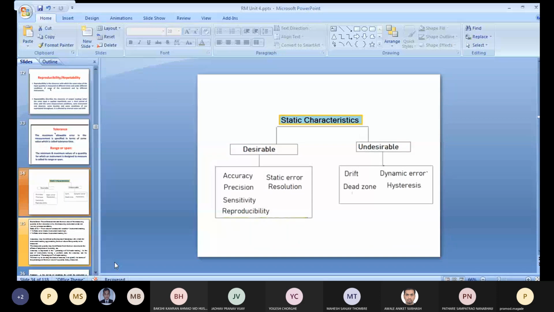Okay, so these are again desirable and undesirable parameters. Undesirable means not sure, sudden. So that will be the parameter. Drift is there, dead zone is there, many dynamic errors are there, hysteresis is there. Desirable means we can control it, we can finalize it. So that will be accuracy, precision, sensitivity, reproducibility, resolution. Resolution means the ability to show a nearer value, that will be the resolution, and static error. So you can just put this graph in your answer also. So static characteristics: write down 2 things, desirable and undesirable.